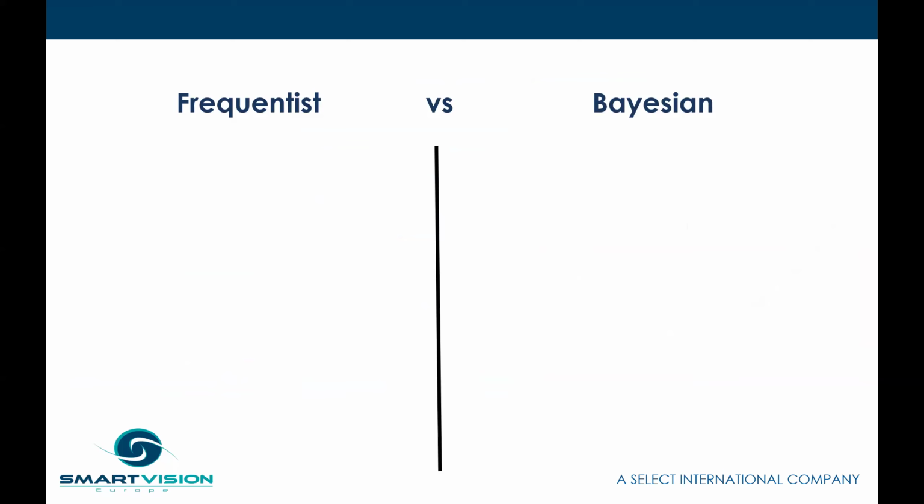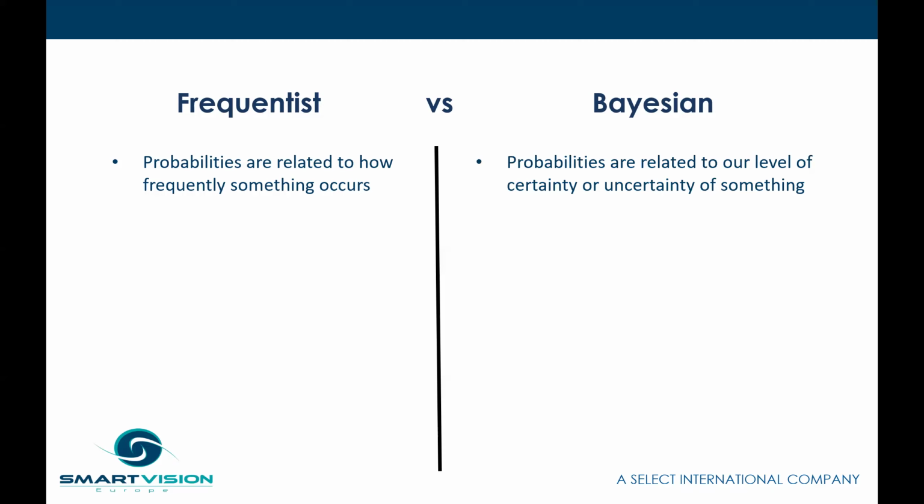So, what are the differences between the frequentist and the Bayesian approach? Well, there are some fundamental philosophical differences. In the frequentist approach, probabilities are related to how frequently something occurs. That's what frequentist means. It's based on frequency: how often would you see a result as extreme as that, assuming there's no relationship between these factors. Whereas with the Bayesian approach, it's a bit more subtle. It's all related to certainty or uncertainty of something. It's a little bit more vague than that. It's about the evidence that exists out there in the world.